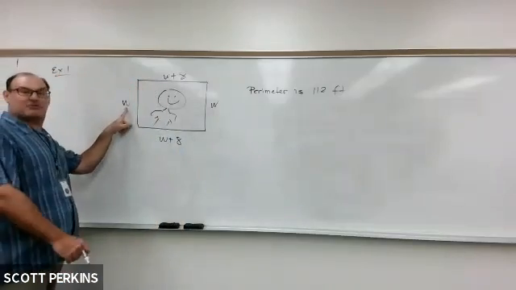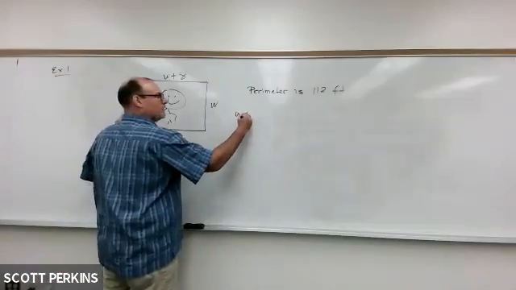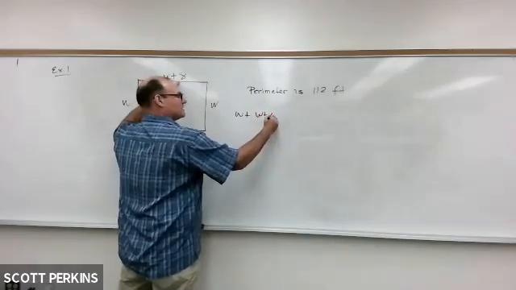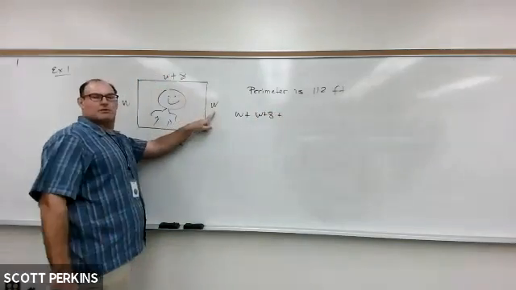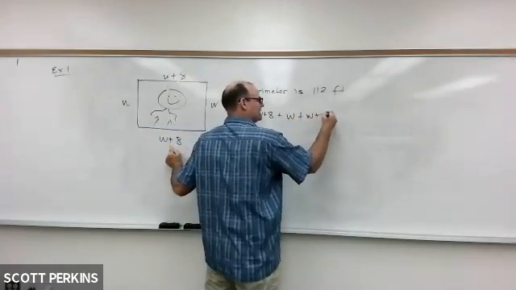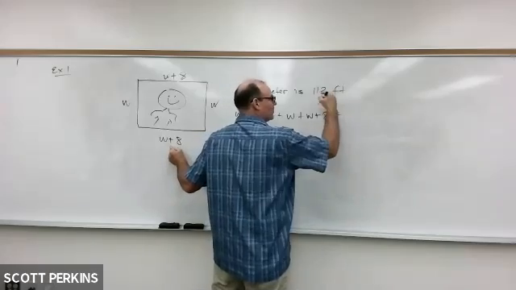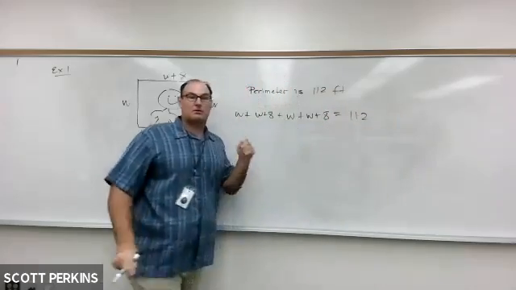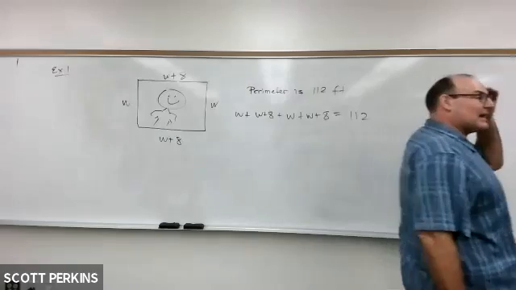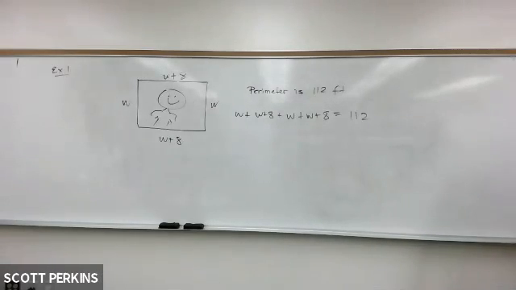So I'm going to start on the left. The left side is W. And I'm going to rotate around clockwise. The top, W plus 8. The right is W. The bottom is W plus 8. And all of that is going to equal 112. Does anyone not see where I got this set up for the equation? Please speak freely.